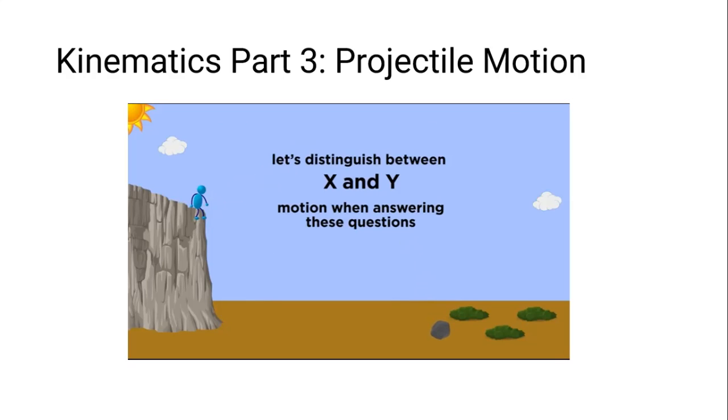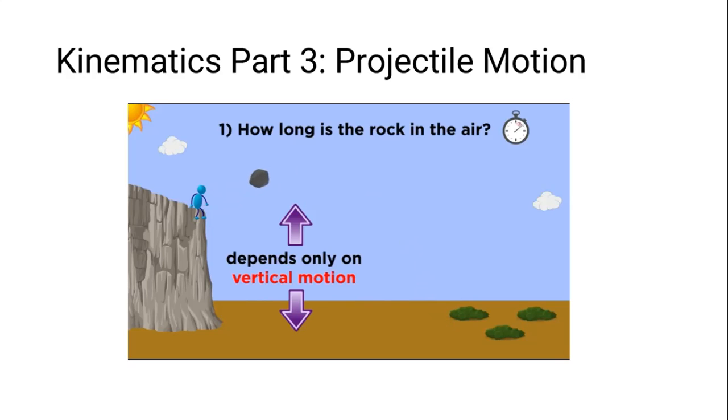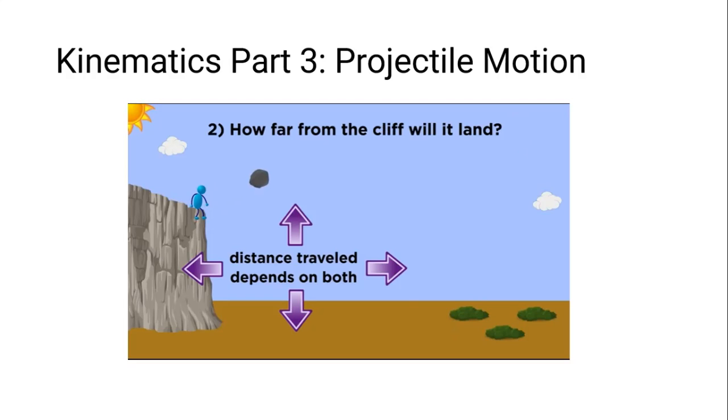First things first, let's make sure we understand how these questions relate to motion in both the x and y direction. The time it spends in the air only relates to y direction behavior, because it will stop being in the air when it hits the ground. No matter what the horizontal velocity is, from 0 to some huge number, the vertical motion will be independent of that. The distance it travels from the edge of the cliff depends on the horizontal velocity, but also the time it spends in the air, because once it hits the ground, it can't travel any further.